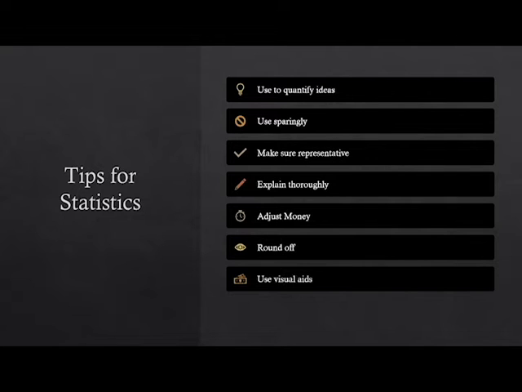The one thing about statistics is people can only keep up with so many numbers at a time, so you need to use them sparingly. You don't want to use statistic after statistic.